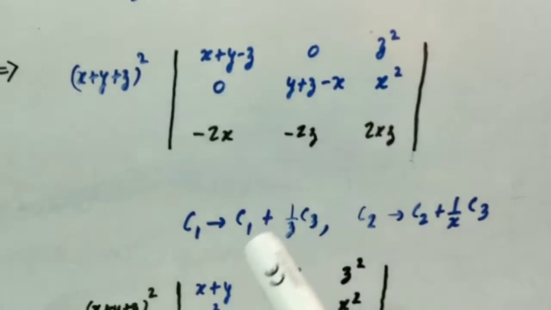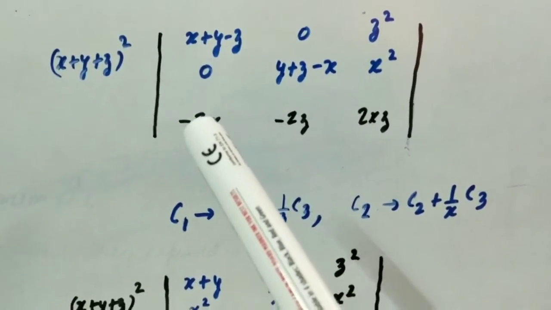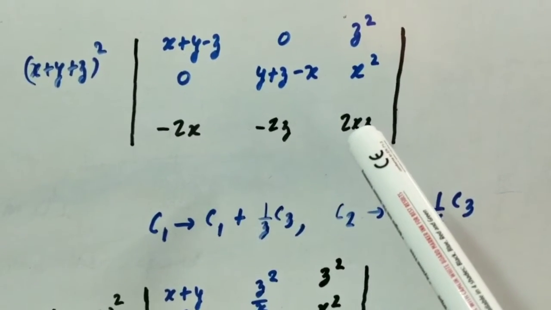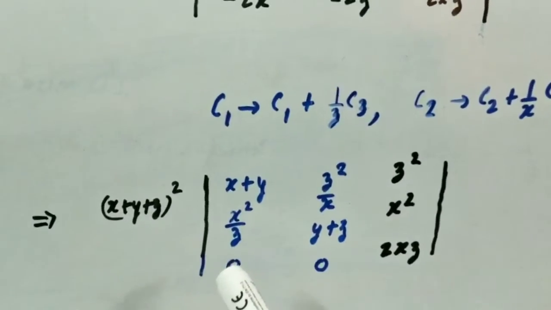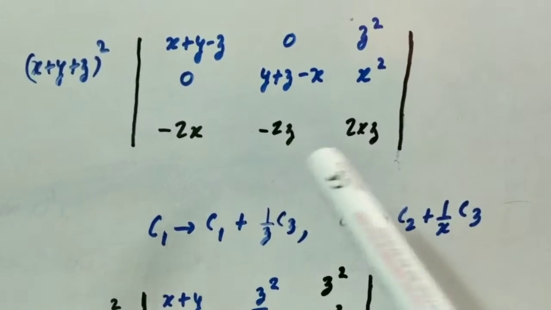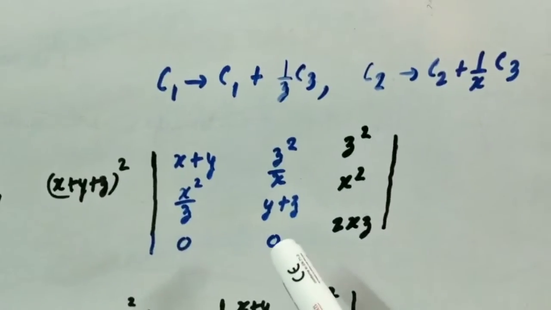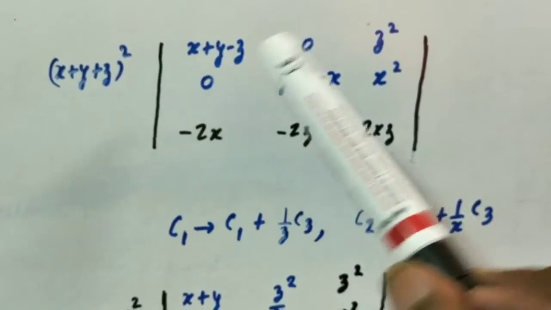Now, this is the most important step. My aim is to get 0. So, this plus 1 by z into C3. If I remove z from here, minus 2x plus 2x is 0. That was my purpose. Similarly, C2 is C2 plus 1 by x into C3. Minus 2z plus 2z is 0. Same operation I am going to do with these two elements also.